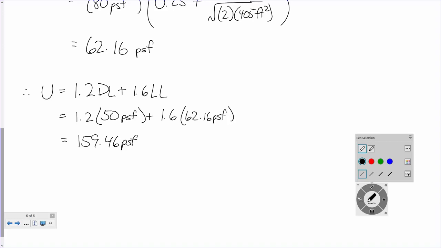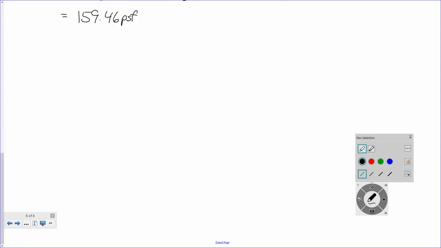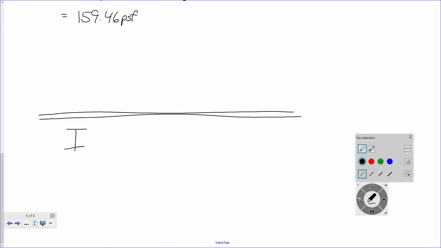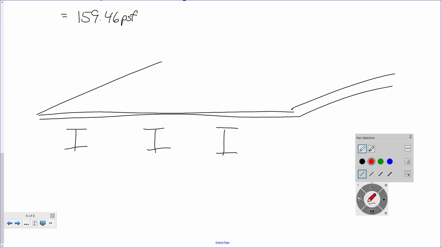Keep in mind what we're looking at right now, and it's going to test my 3D art skills. So let's say here's the floor, and it's going like that. What that means is that we have a factored load of 159.46 PSF. That's a pressure load acting on the whole floor. So that's everywhere.